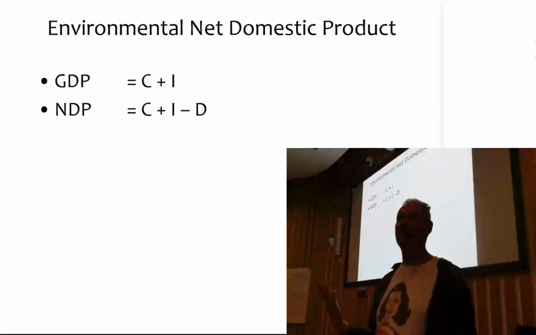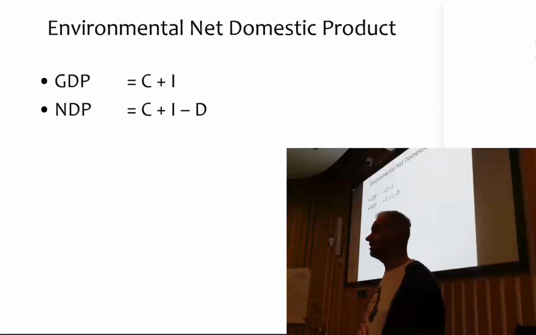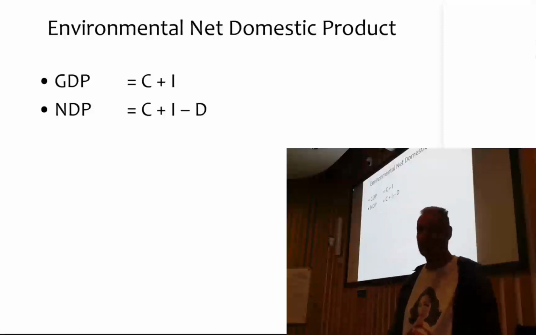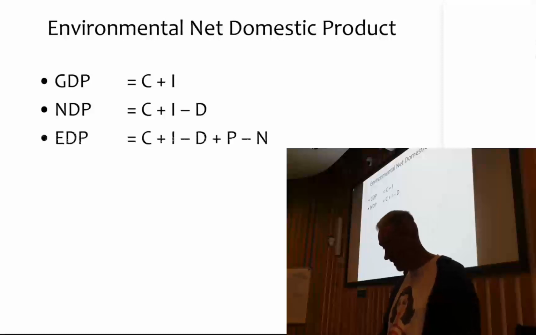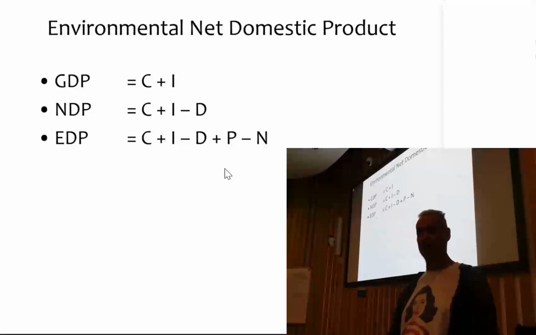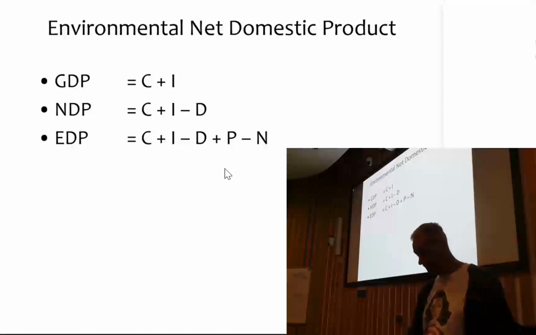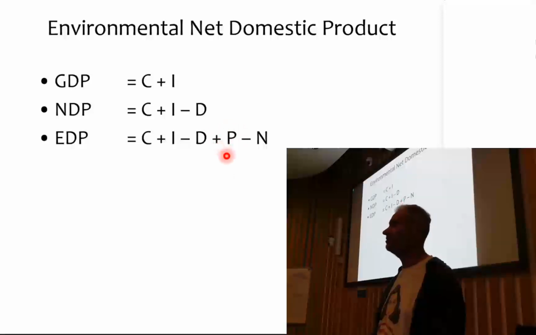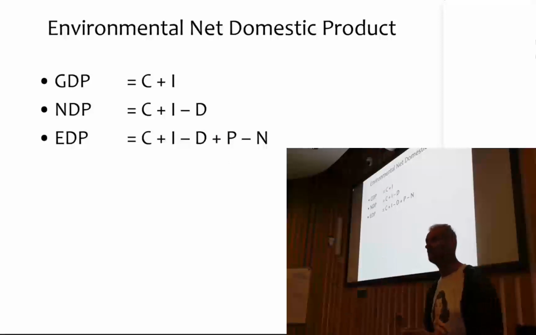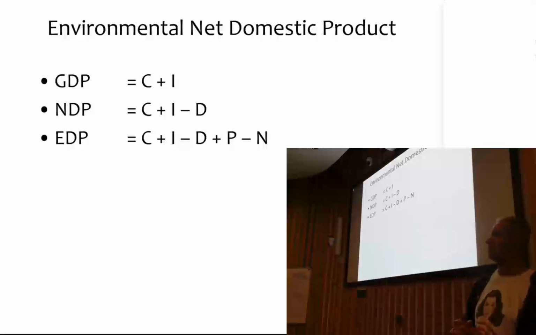So the environmental net domestic product, or the environmental domestic product, should be defined in the same way, right? It should be consumption plus investment minus depreciation plus the services that we get from the environment. That's a form of consumption. It's a form of intangible consumption. We talked about how to put monetary values on that.